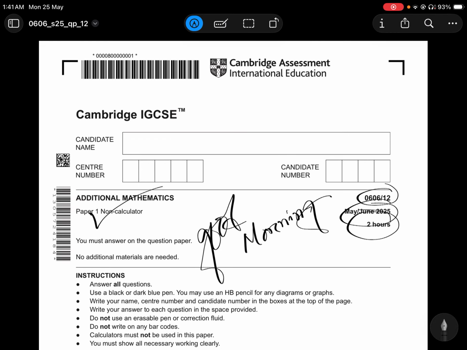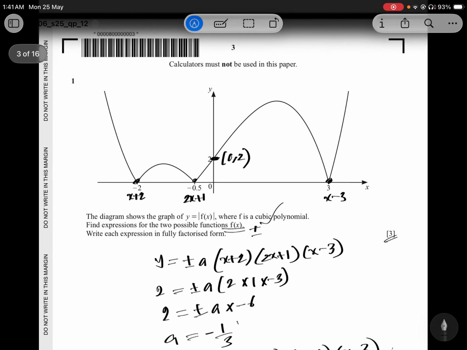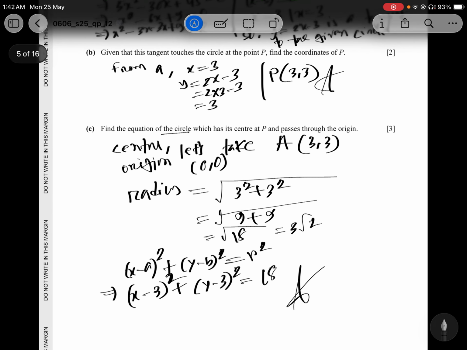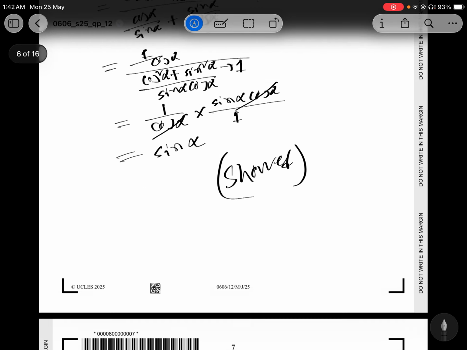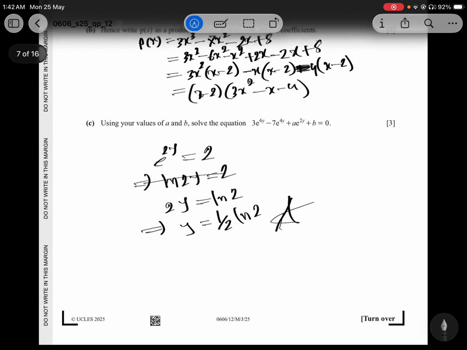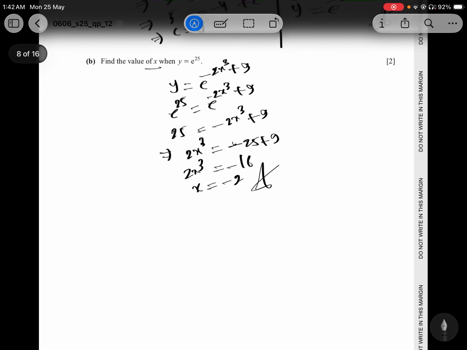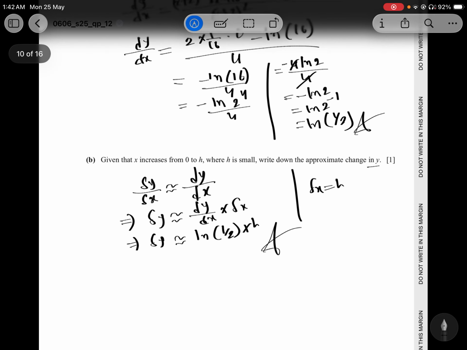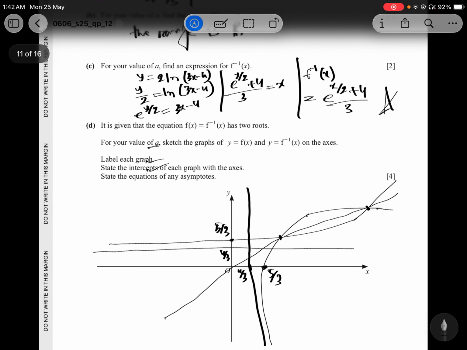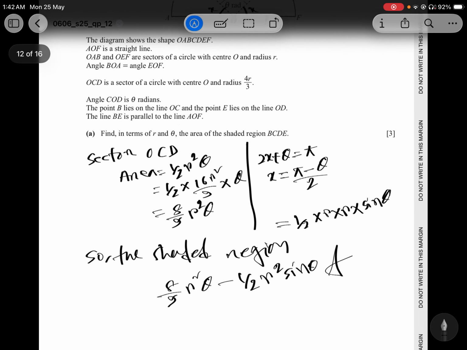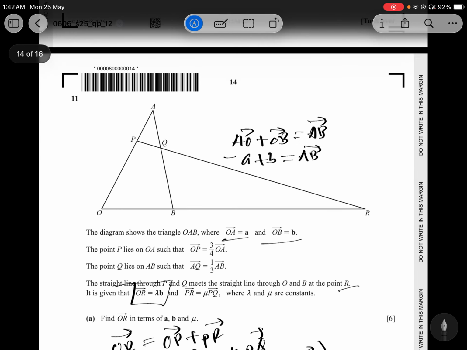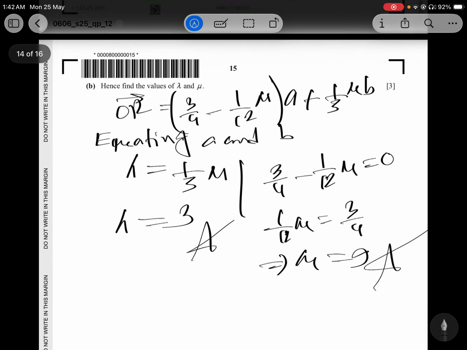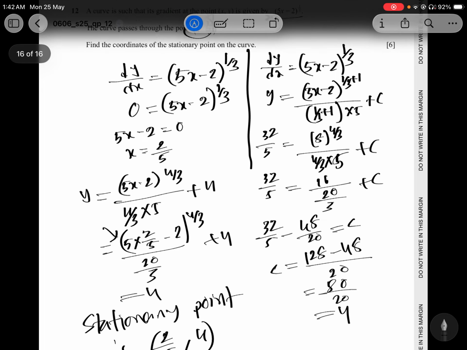Okay, let me revise for the last time. Number 1 done, 2 done, 3 a b c done, 4 done, b done, 5 a b c, okay, 6 a b, 7 a b, 8 a b, 9 a b c d, 10 a b, 11 a b, 12. Okay, done.